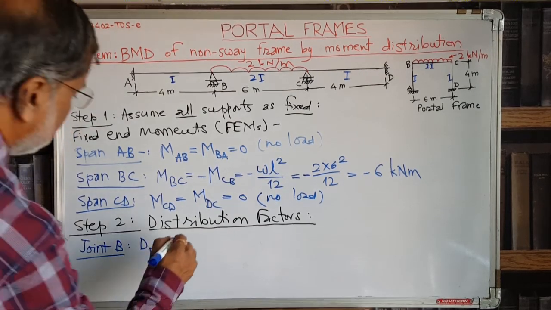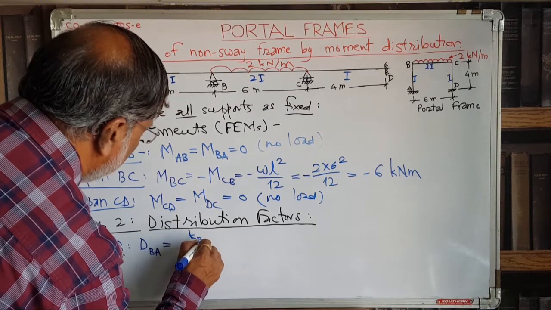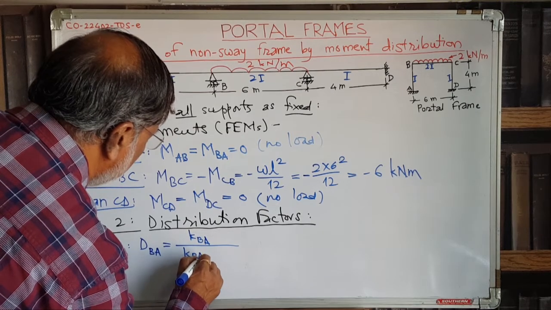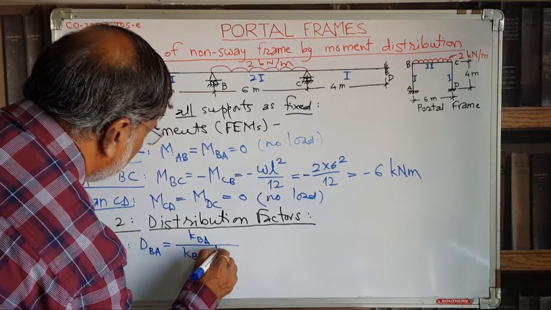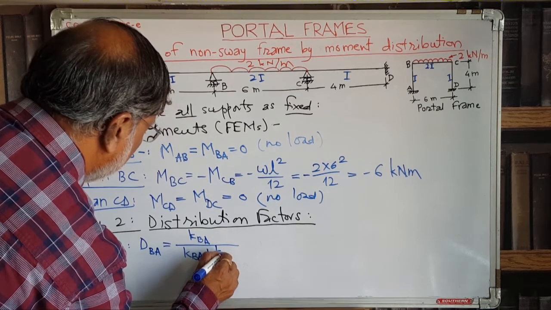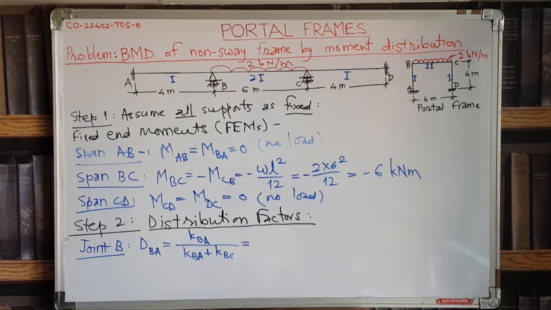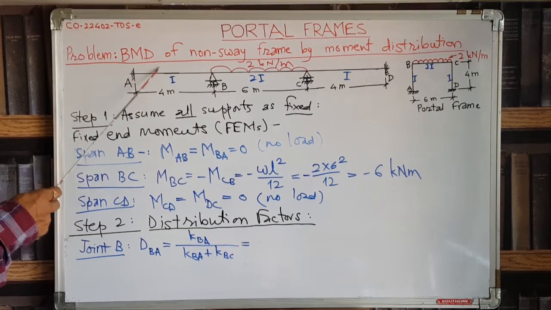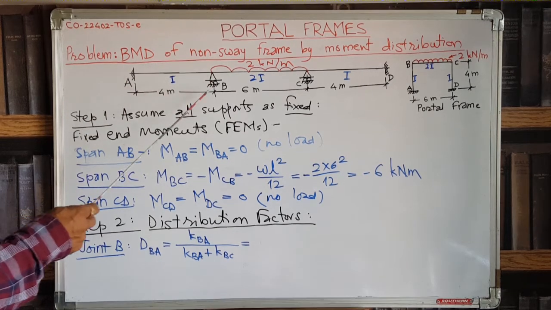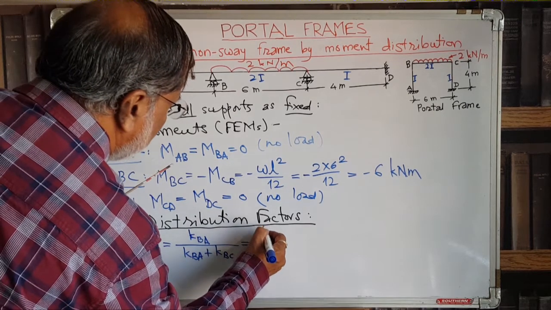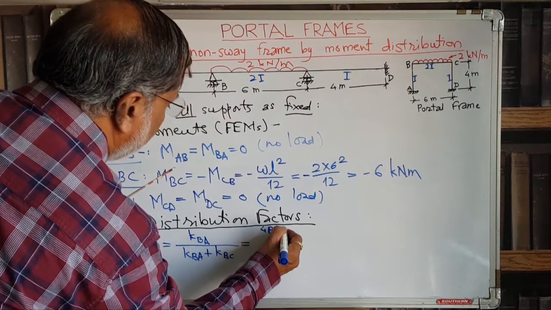So joint B, distribution factor DBA is given by, as we know, KBA upon KBA plus KBC. K we mean that it is stiffness factor of the beam. Look at B. As A is a fixed end, this BA, the stiffness factor KBA is 4 into EI upon L. So this is 4 EI upon L.